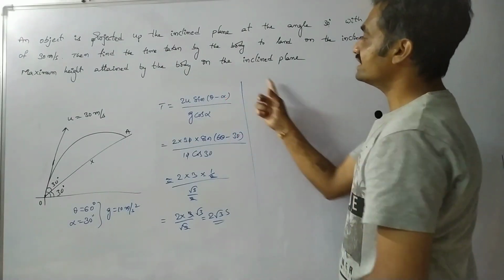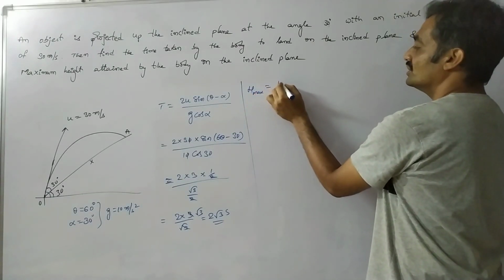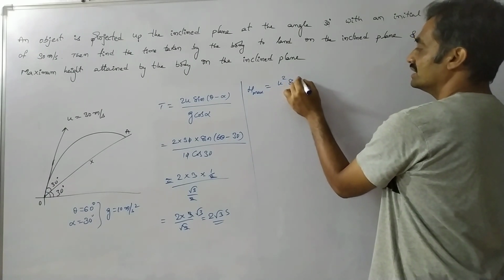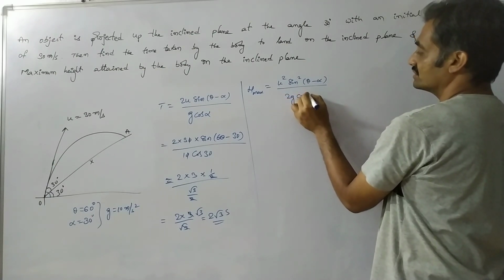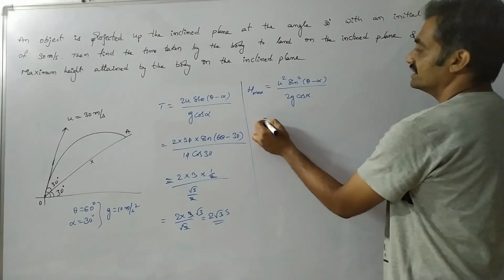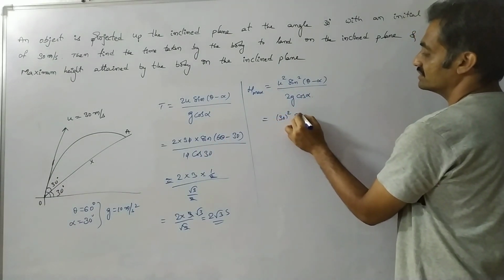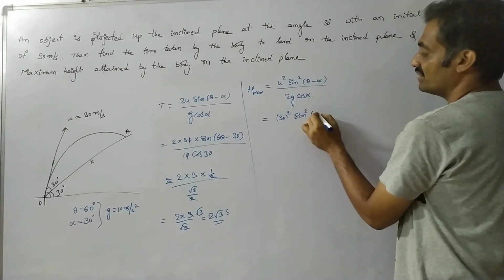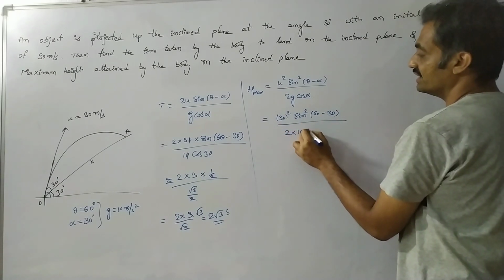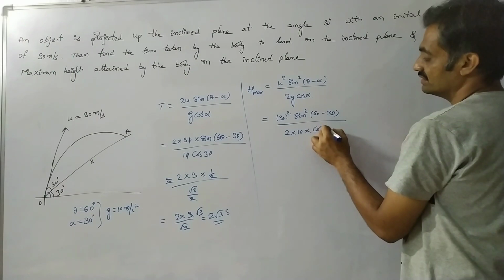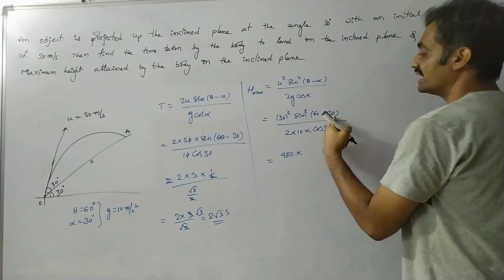Now we have to find the maximum height. The maximum height is given as h max equals u square sine square of theta minus alpha by 2g into cos alpha. Here we can represent it as, we know that u square is nothing but 30 square into sine square of theta, which is 60 minus 30, by 2 into g, which is 10, into cos alpha, which is nothing but cos 30. So now based on that we can represent it as 30 square is 900 into sine square 30.